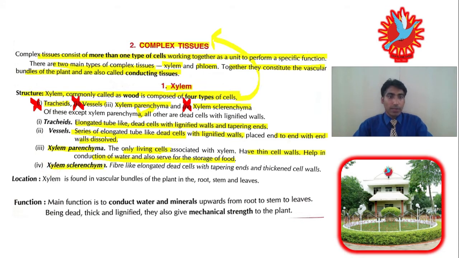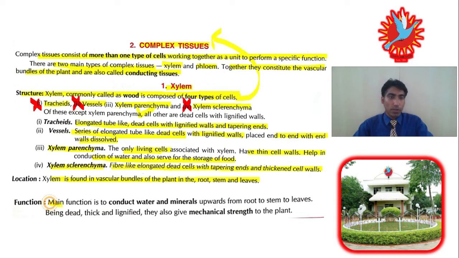Okay, xylem parenchyma, fiber like elongated dead cells. These are also dead cells with tapering ends and thickening cell wall. Location: xylem is found in the vascular bundle of the plant, in the root, stem and leaves. Wherever the water is required or necessary, there will be the xylem tissue present.